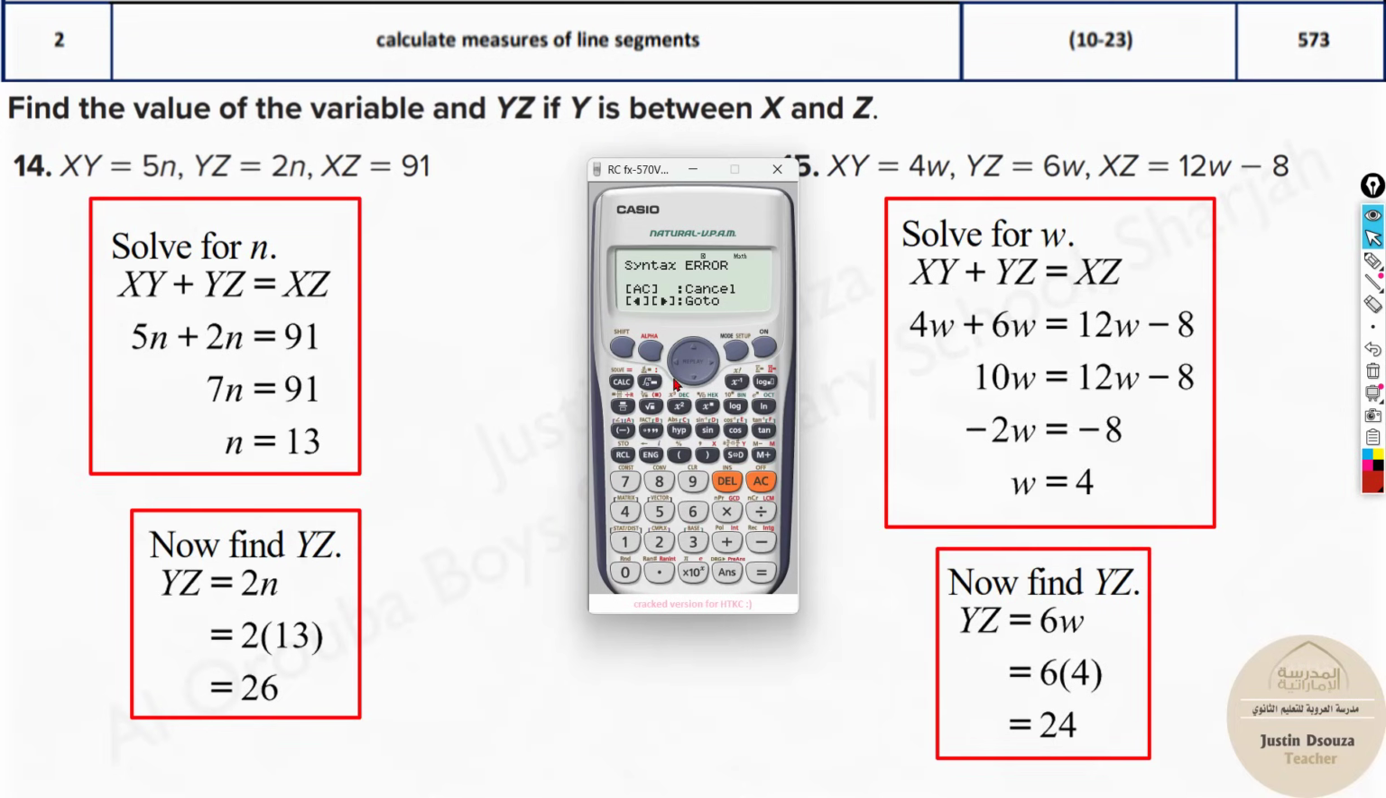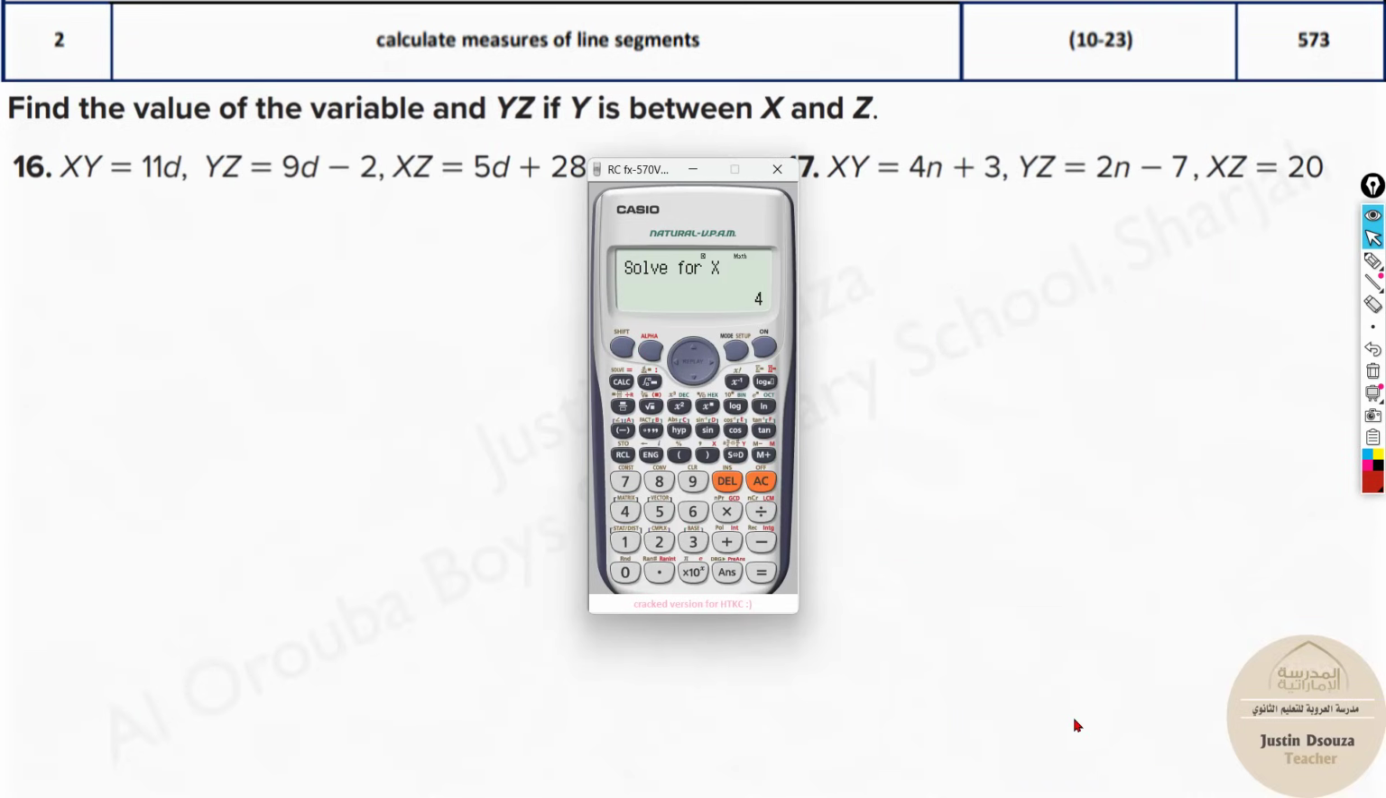If you press equal to, you're getting an error. Press shift and then solve, and now press equal to, the answer is 4. The variable answer is 4. Now 4 times, what is yz? Sorry, we need to see 6 times 4. W times 6 will give you the answer.